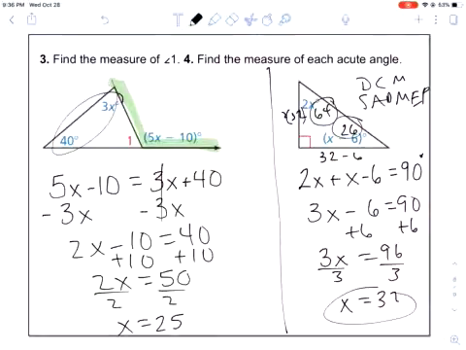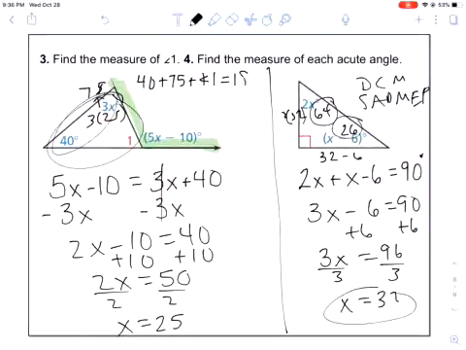So we want to find the measure of angle 1. I plug some stuff in, and this one's a little difficult because we're going to have to remember the interior angle sum theorem, or triangle sum theorem. So this is 75, 3 times 25, if you're not sure where that came from. But I know all of these should add to be 180. So I know 40 plus 75 plus angle 1 equals 180. That's the triangle sum theorem. Now I just solve. And angle 1 equals 65.